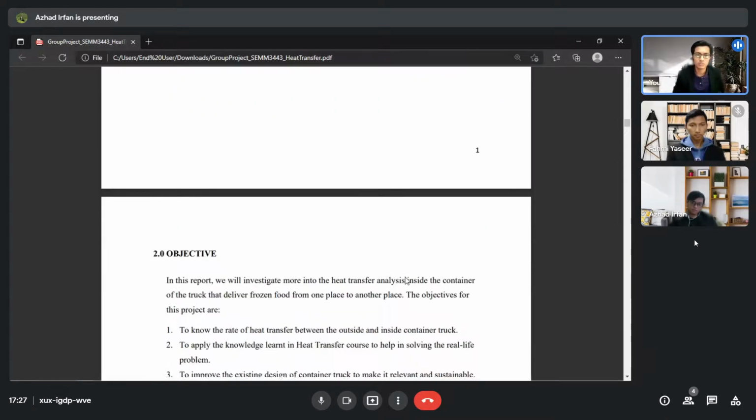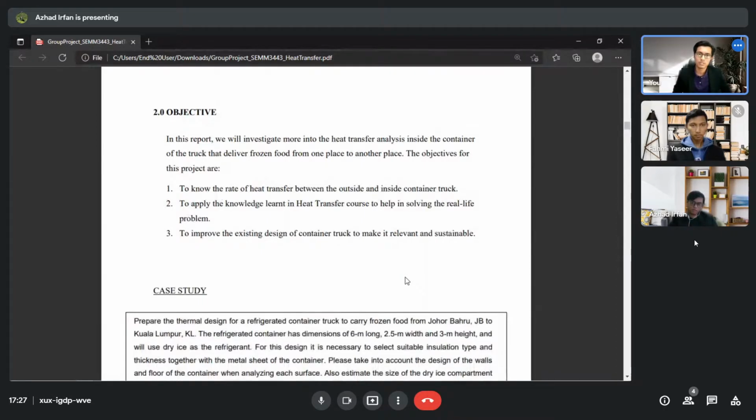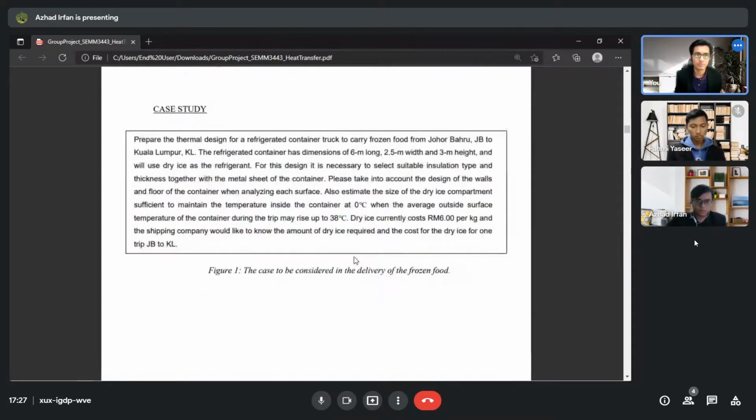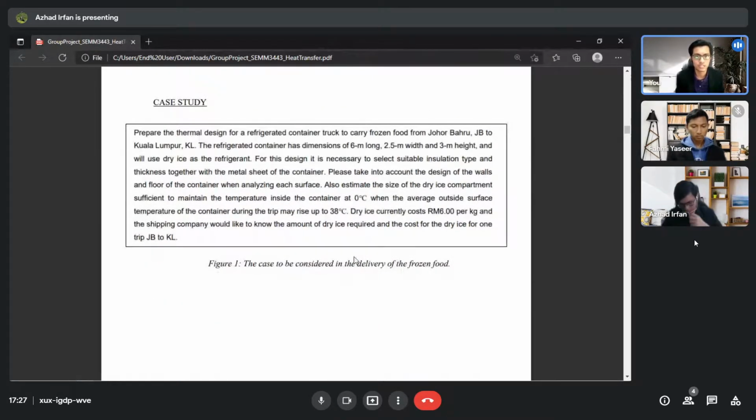Okay, next we will go into the objectives for the project. In this project, we will focus on doing analysis for the frozen food inside the container. Some of the objectives of this project are: we want to know the rate of heat transfer between outside and inside the container. We want to apply the knowledge learned in heat transfer in solving a real life problem, and also we want to improve the existing design of the container truck. The case study is the questions that are being asked in the project.